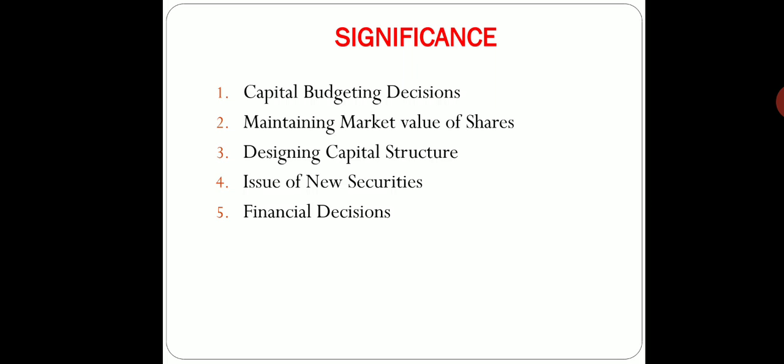Then the fourth one is issue of new security. Yes, when the company wants to issue new security in the market, they need to think about the cost which they are going to bear in the near future. So when the company is going to raise new security, they are going to see how the capital is going to be raised and what cost the company is going to bear for raising the new securities.